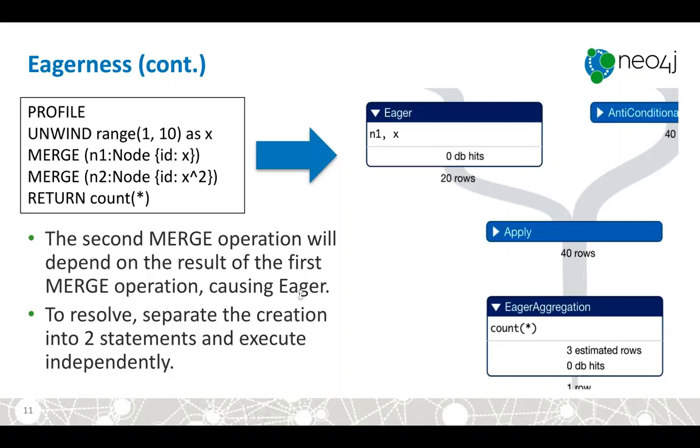And so you can see in the profile that we have an eager that is calculated before continuing with the result. There's also an eager aggregation at the end of the query where we assemble the count of all of the different records being affected.